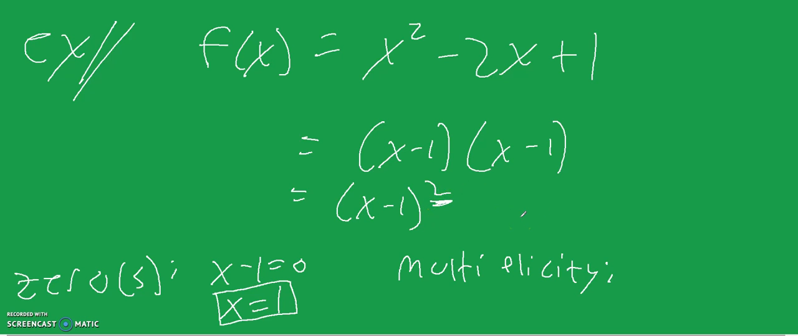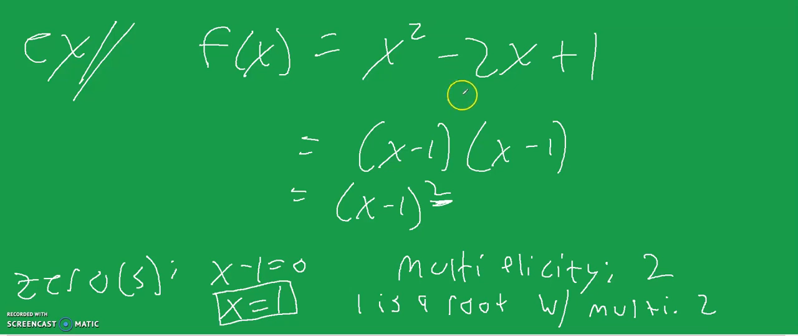So there's two ways you can look at it. If it's in a form like this, you count it up. If it's in a form to where it gives you the exponent, it's just the exponent. So multiplicity 2. And now you want to say that a multiplicity is associated with a root. So 1 is a root with multiplicity 2, because that's how many times the root occurs in this function.